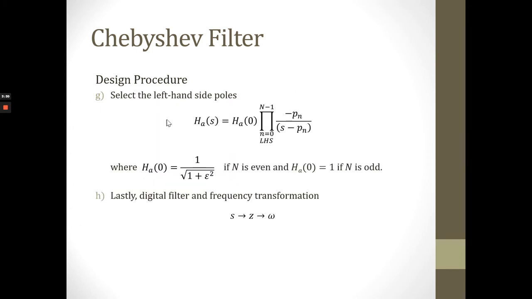Next, we select the left hand side poles, based on this equation, with k running from 0 until N minus 1 for the left hand side. Based on the poles of the filter, which is type 1, we have an all-pole filter, and H_a(0) is equal to 1 over the square root of 1 plus epsilon squared if N is even, and H_a(0) equals 1 if N is odd.